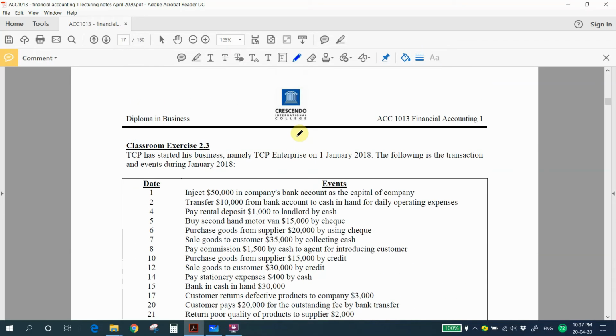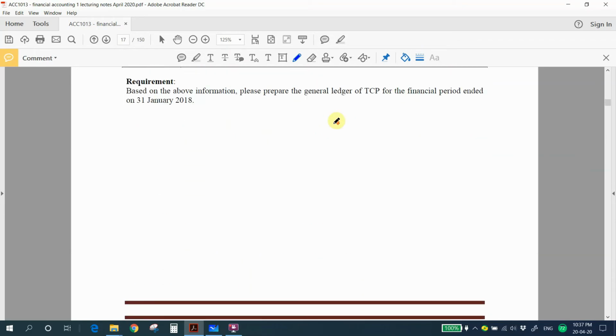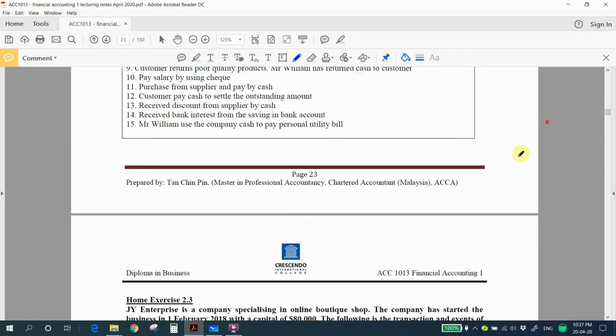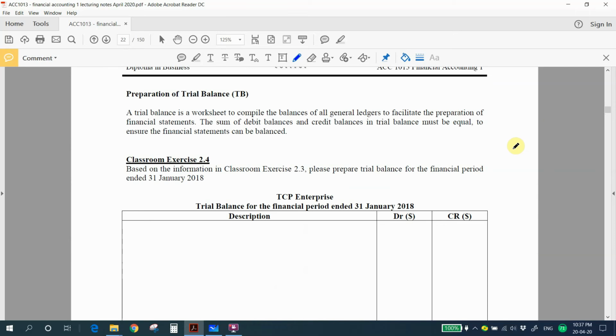We have an exercise 2.3 for the preparation of general ledger, and this one I will discuss with you in the live session. And then after the general ledger, we will try the preparation of trial balance. And this trial balance I will also explain to you in detail when we finish the preparation of general ledger.